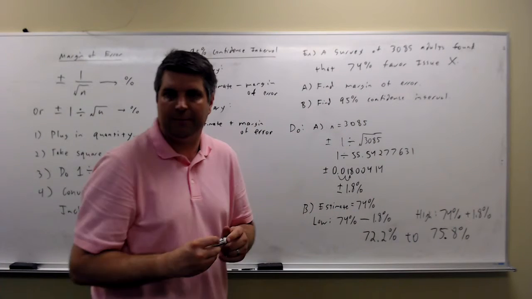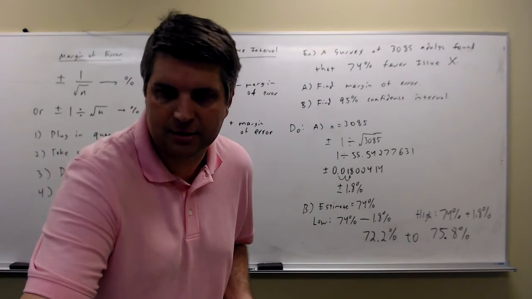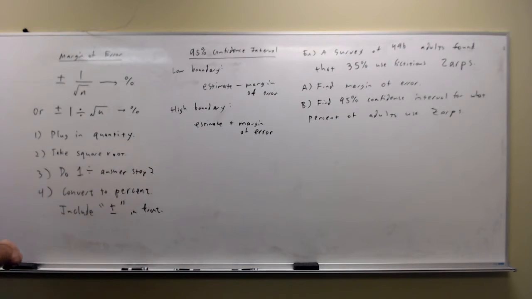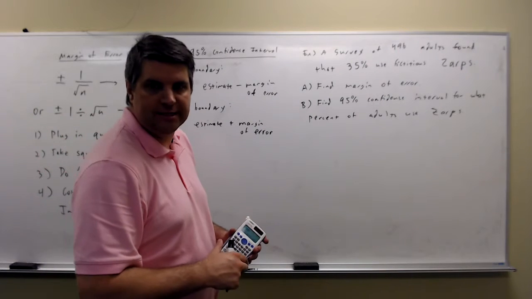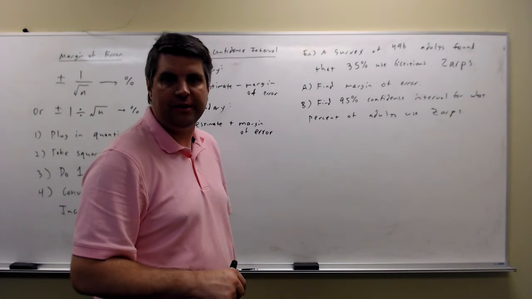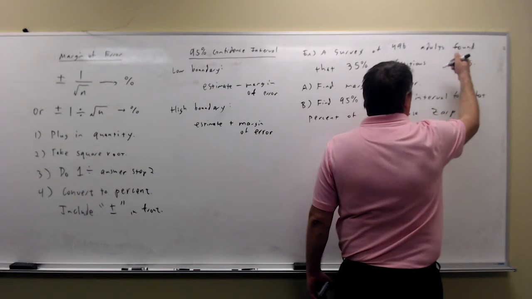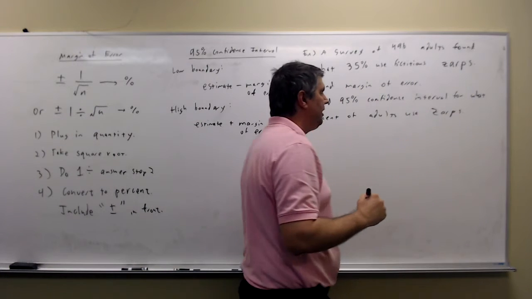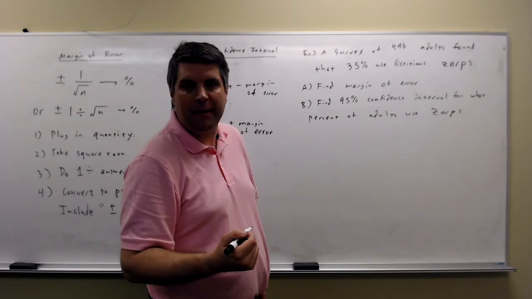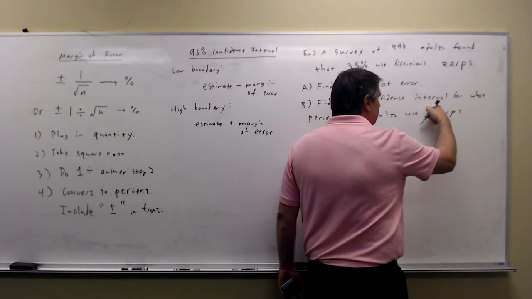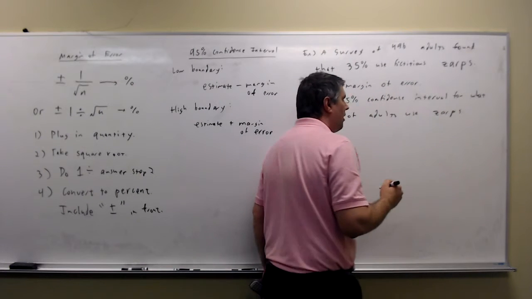Okay, I'm going to put a similar example up here on the board next. Okay, so now I've got another one. A survey of 496 adults found that 35% use fictitious item ZARPs. Okay, what's a ZARP? A word I made up for this problem.